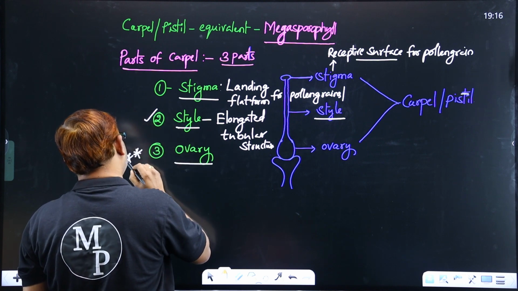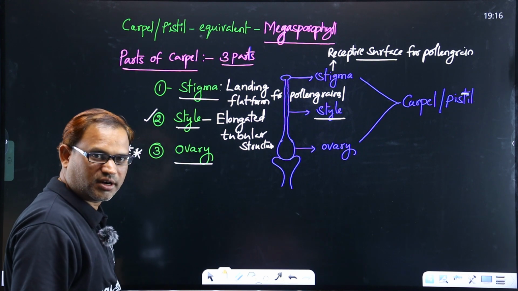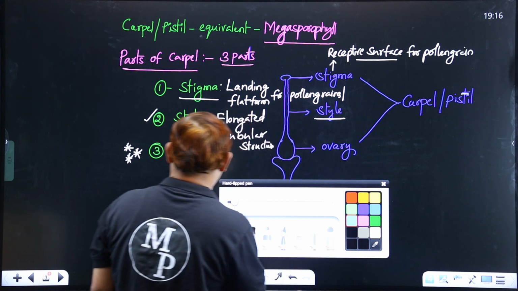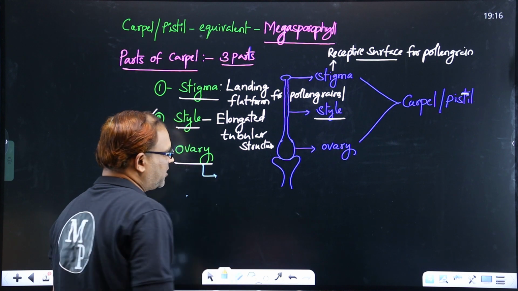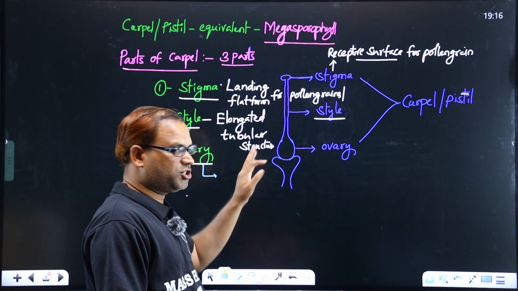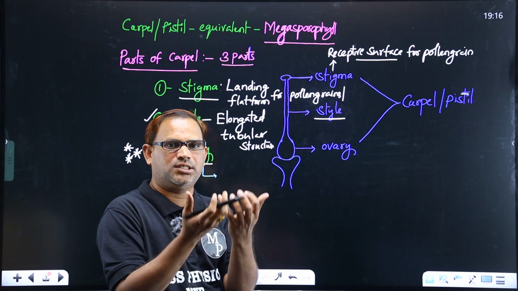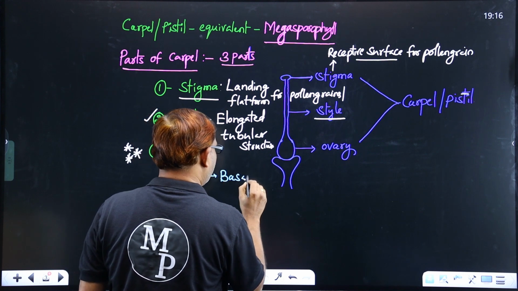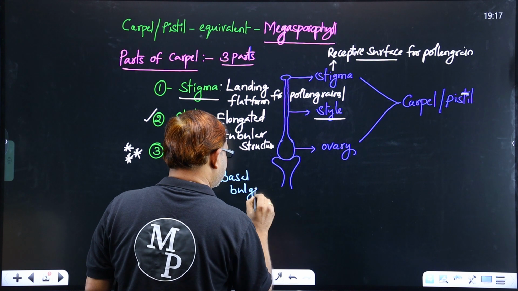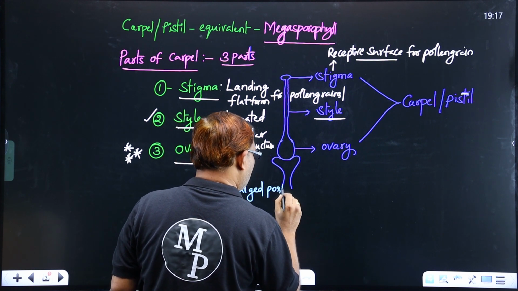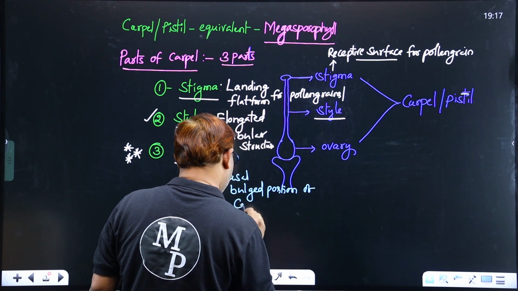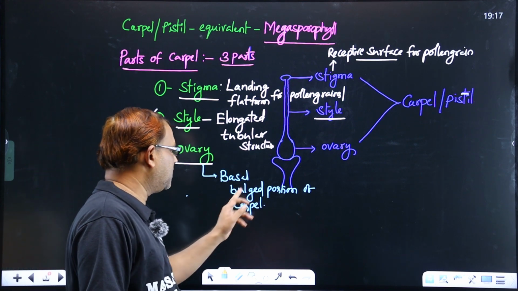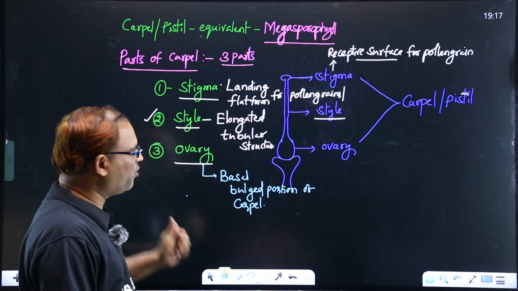Next, coming to the next one, which is a very important area in this carpel: the ovary. It's a concentrate, all of you. The ovary is the basal bulged part. This portion is basal bulged, meaning swollen. Right? So the basal bulged portion of the carpel is called the ovary. Okay, right?